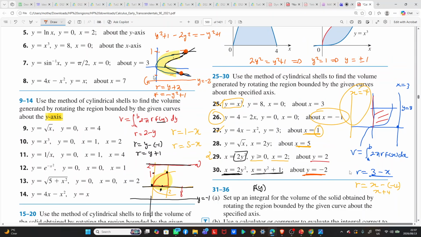So here we have 1 and there we have minus 1. We'll integrate from minus 1 to 1, the integral from minus 1 to 1 of 2 pi times your r, y plus 2, times your f, minus y squared plus 1, dy.